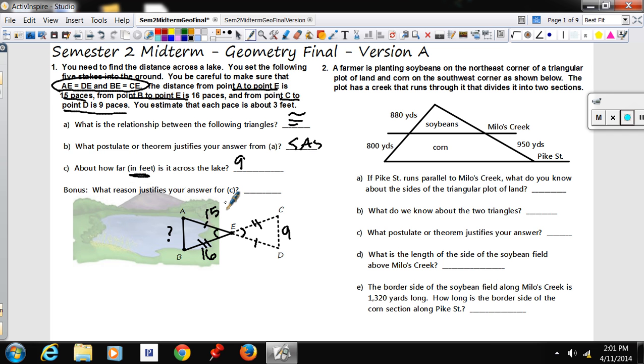It did ask you in feet. Now, I did give it to you if you put 9. You were supposed to convert that to feet because each pace is about 3 feet. So you would do 9 times 3 and get 27 feet. What reason justifies my answer here? Once you show me that these two triangles are congruent from SAS, now all the corresponding parts of these two congruent triangles are congruent. That's how that one works.